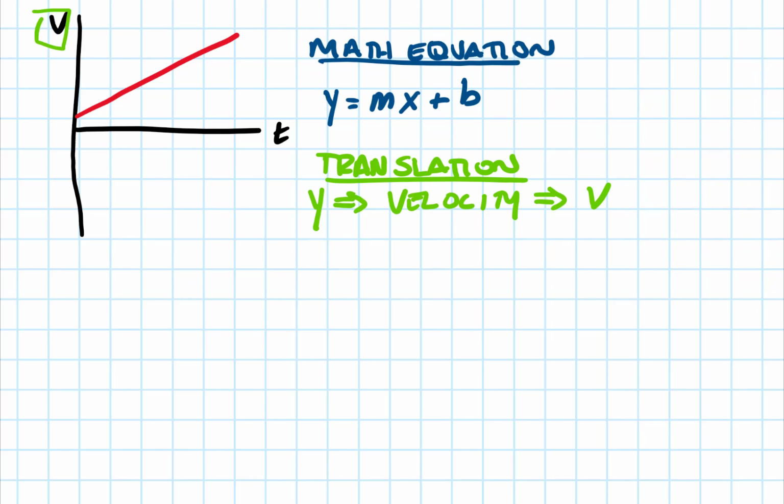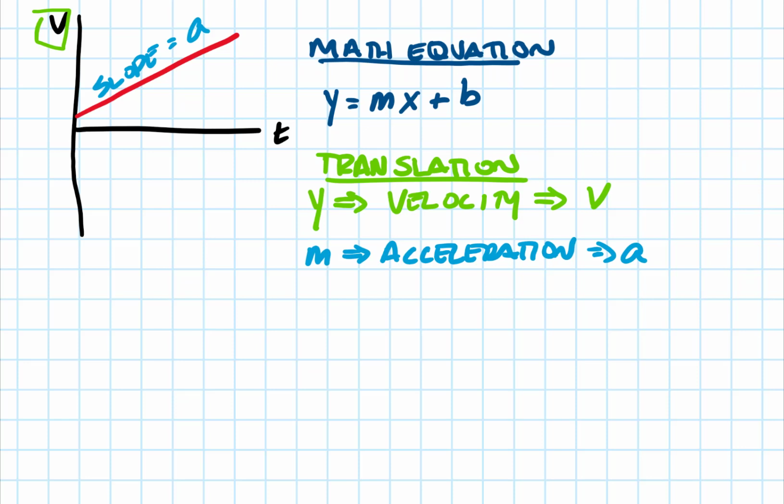The next thing we need to look at is the slope. Well, we just talked about this. The slope here is equal to the acceleration. Acceleration is an a. So that's how we're going to translate that. The slope is no longer m, a variable. It's something specific. It's the acceleration. And we have our definition for acceleration. We already wrote that down.